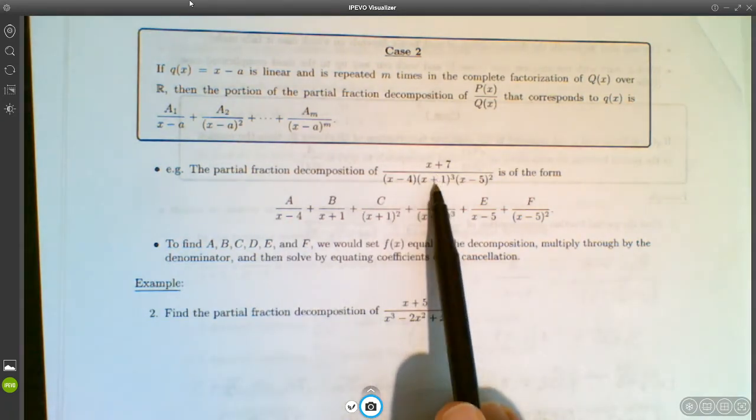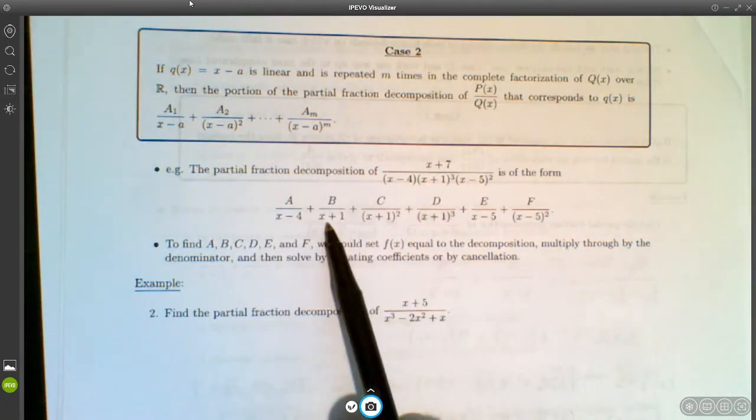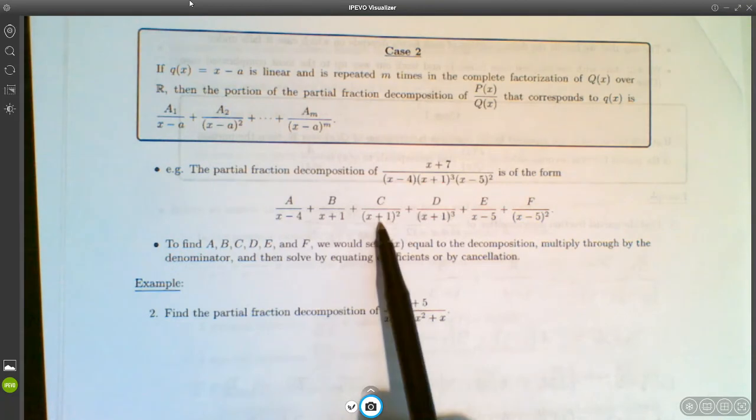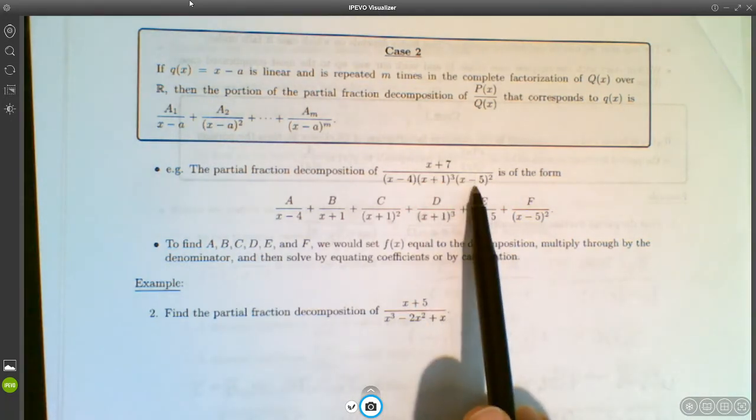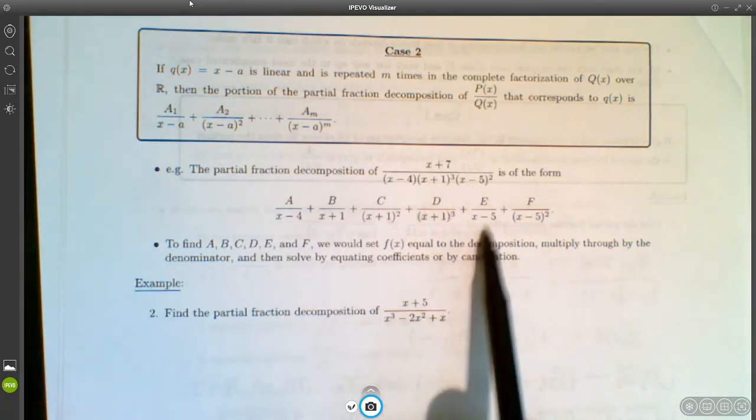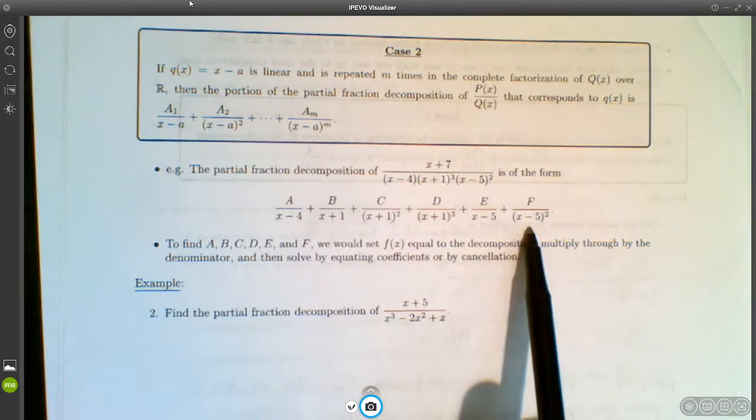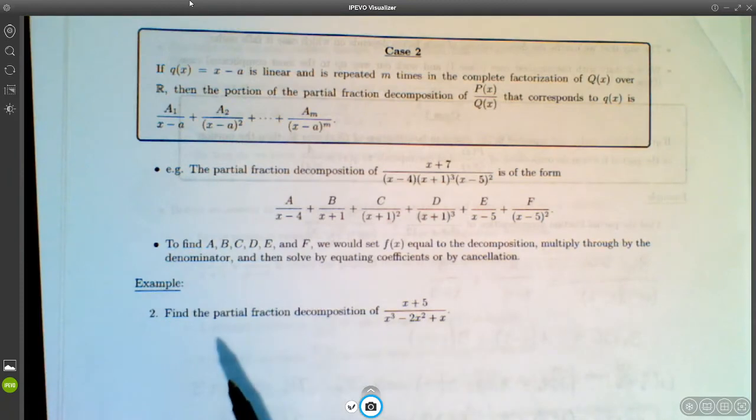Then we'd have 3 copies of x plus 1, but we increase the exponent each time. So we'd have 1 copy, b over x plus 1, a second copy, c over x plus 1 squared, and then a third copy, d over x plus 1 cubed, right? And then for this factor, we would have 2 copies, right? We would have an e over x minus 5, and then an f over x minus 5 squared, okay? So that's how that works.